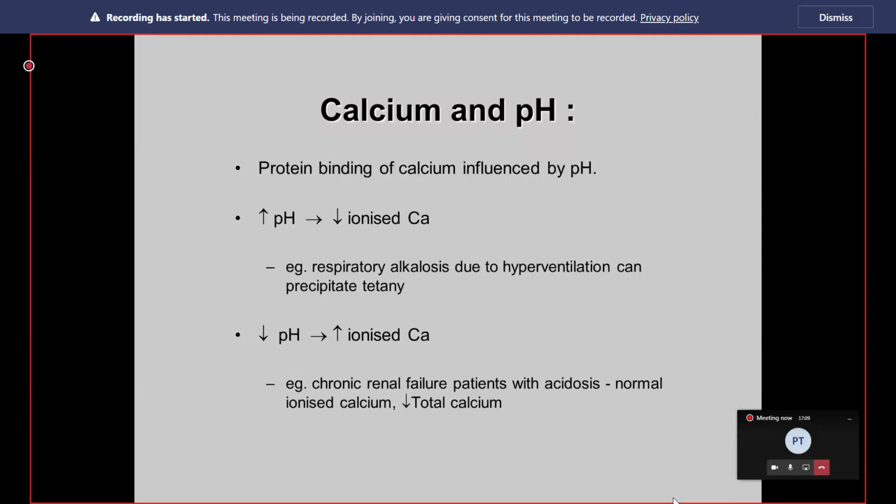Conversely, in acidosis, when the pH goes down, like in chronic renal failure, there is more ionization of calcium, and therefore even when the total calcium remains the same, ionized calcium increases. Alternatively, when the total calcium is low, as you often see in some patients with chronic renal failure, the ionization is actually increased due to the acidosis, and it keeps the ionized calcium normal.